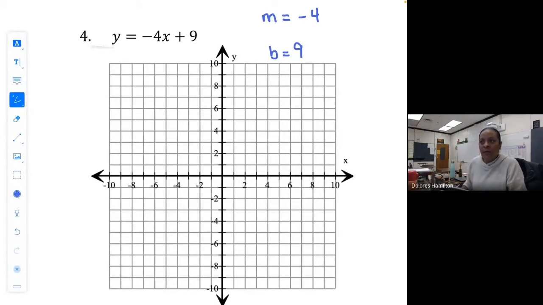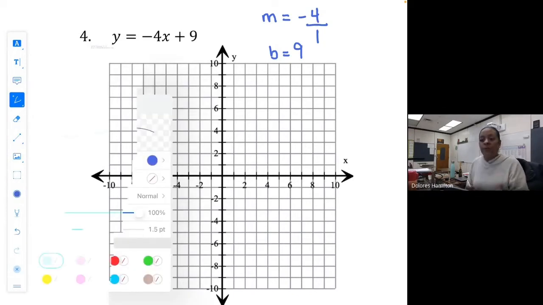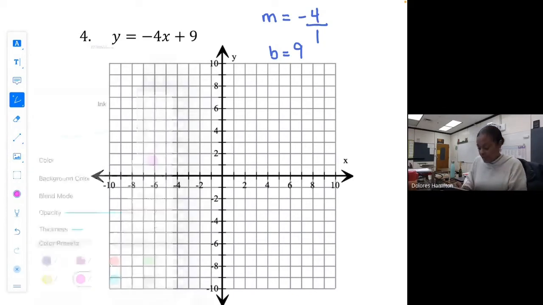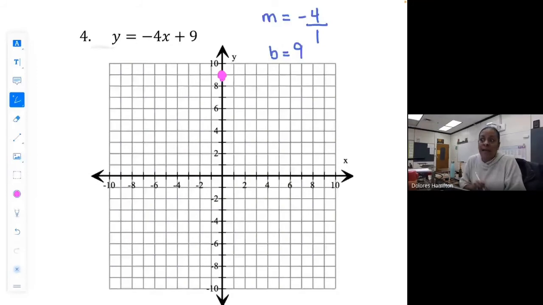So I wanted to quickly show you the one thing that is a little bit different in this one is that our m is negative 4 and our b is 9. When you are plotting using slope-intercept form, it is super helpful to have your m look like a fraction. So we can see here, we would just write that as negative 4 over 1. And then business as usual. We would start with our b, and that b is 9. So we'd plot the point 0, 9.